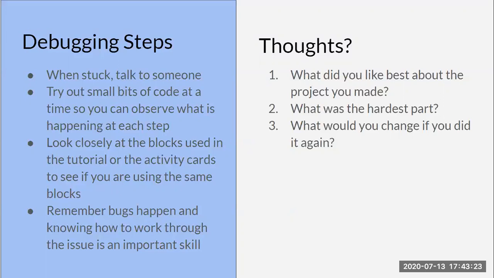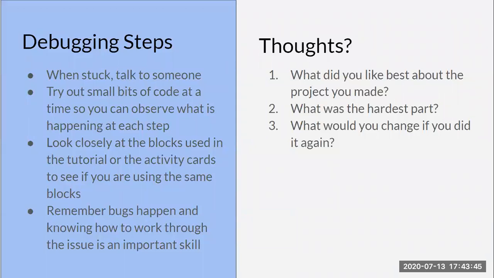And you can also change the costumes, like I think I did with the cake. If you notice, I had the candles go out and relight, so it would change, so you'd know when you're hitting it better. So basically, get creative, do whatever you like. So think of some debugging steps. If you get stuck, feel free to talk to someone. Try out small bits of code at a time so you can observe what is happening in each step.